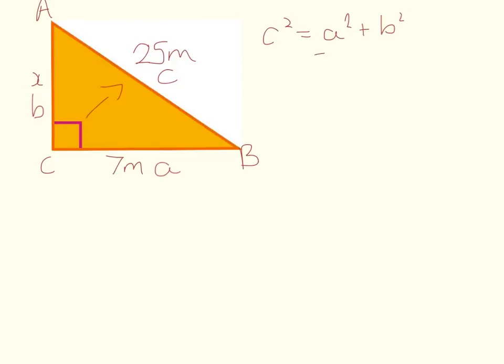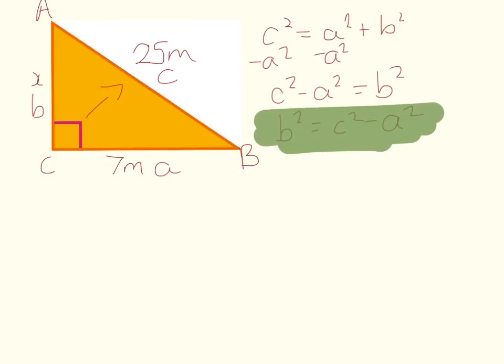So I can rearrange this formula. If I take away A squared from both sides, I'll have C squared take away A squared equals B squared. And if I just rewrite that, B squared equals C squared take away A squared. Okay, so I'm looking for a smaller side this time. I'm not looking for the hypotenuse, so essentially I'm doing my hypotenuse squared take away the other smaller side squared. I'm expecting my answer to be less than 25. So this is the formula I'm going to need to be using here. B squared equals C squared take away A squared.